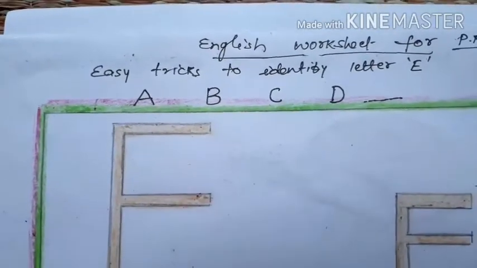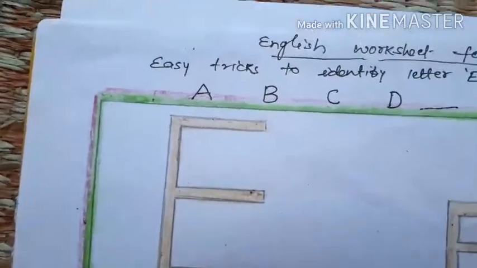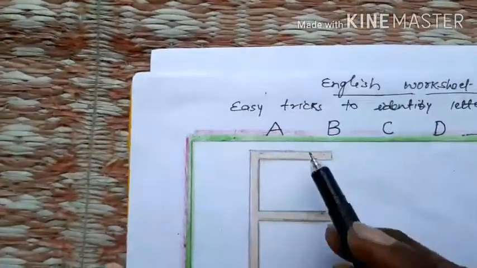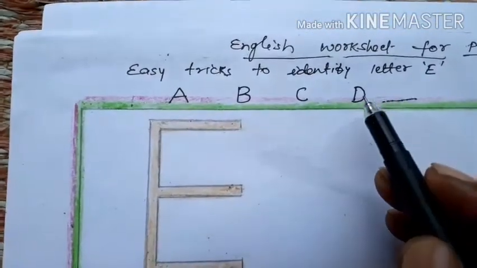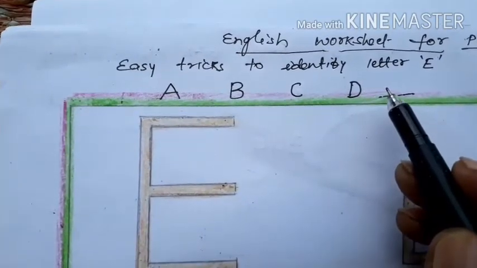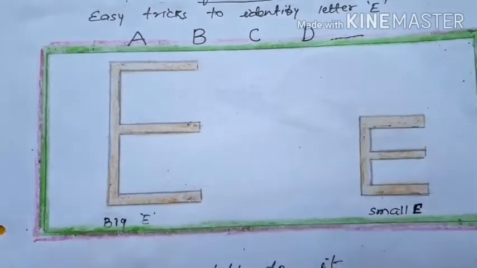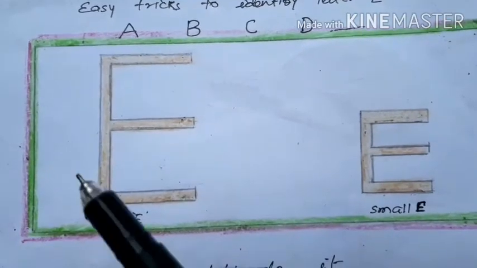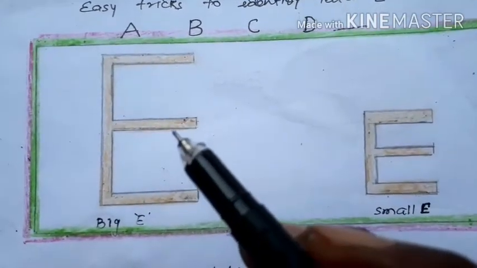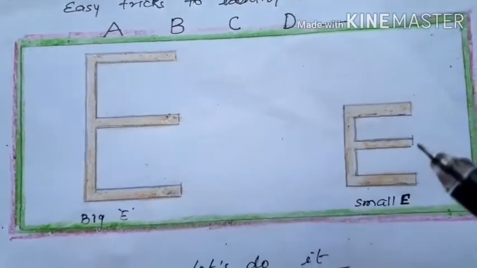Today, we will learn easy tricks to identify letter E. Now, we see here A, B, C, D. Then, which letters come after D? So, here a picture is given in which two figures of E are given, in which one is big and one is small.